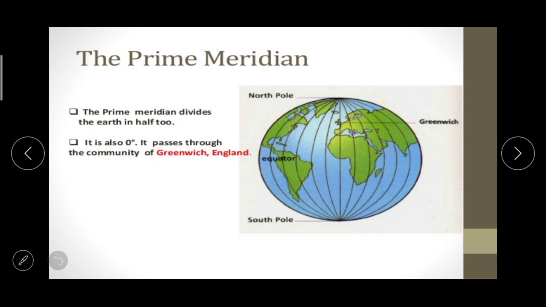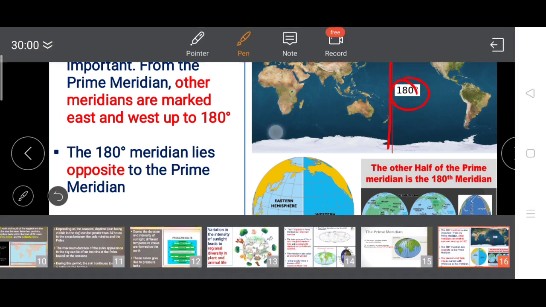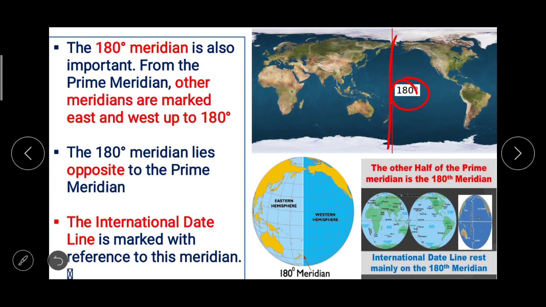The international date line is marked with reference to this meridian. Here now again you can see in the image the 180 degree meridian, this one here. From the prime meridian, other meridians are marked east and west up to 180 degrees. It lies opposite to the prime meridian, and the international date line is marked with reference to this meridian.